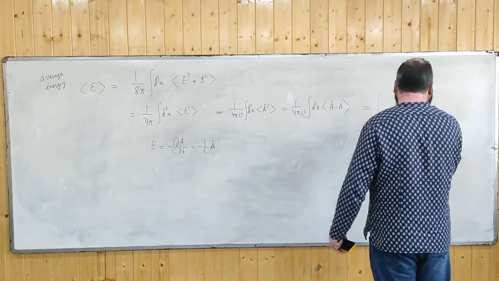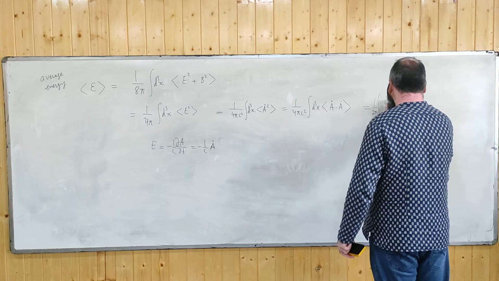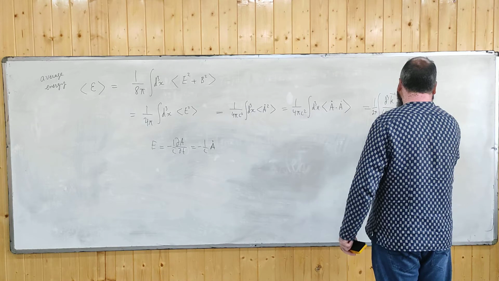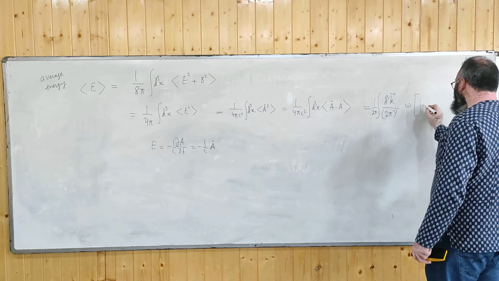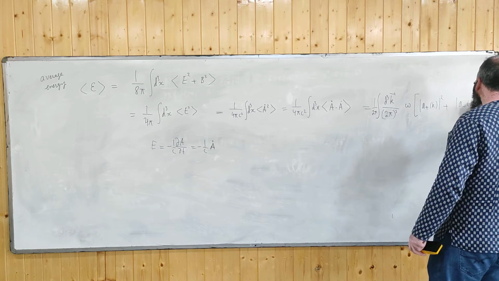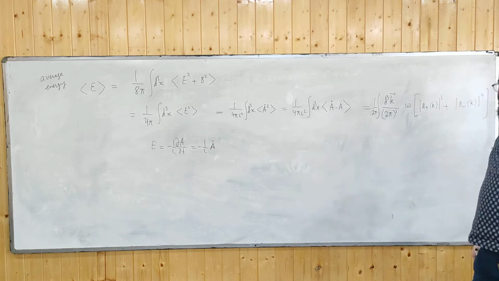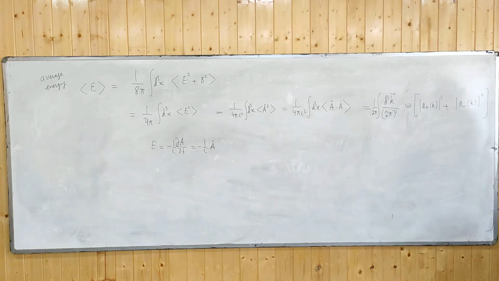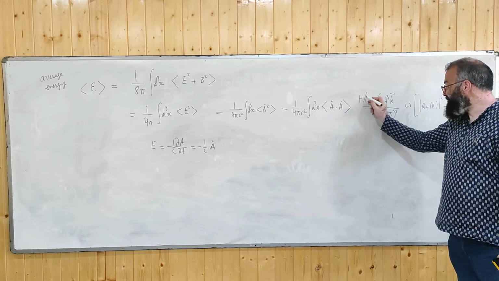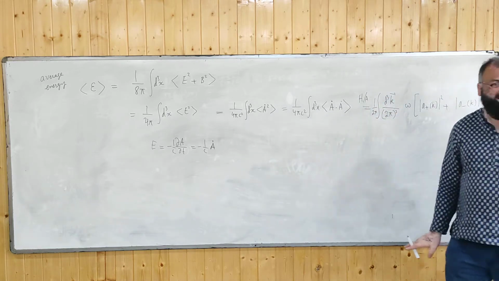1 by 2 pi integral d3k divided by 2 pi cube, omega, mod a plus square plus mod a minus square. Okay, got it? So both helicities are contributing to the energy. This is the amount of energy due to the right circular polarized wave, and this is the energy due to the left circular polarized wave. So here it is a home assignment. It's very simple, trivial.